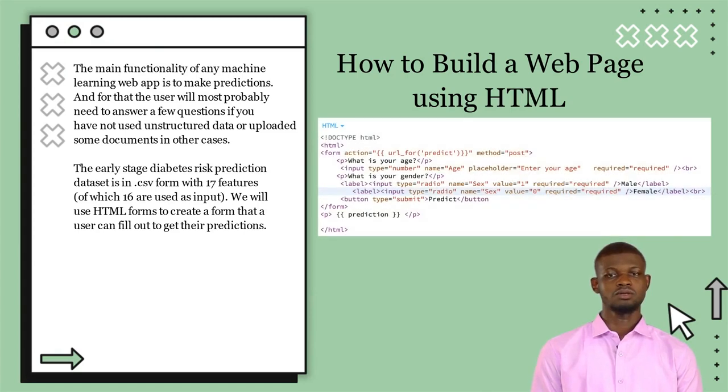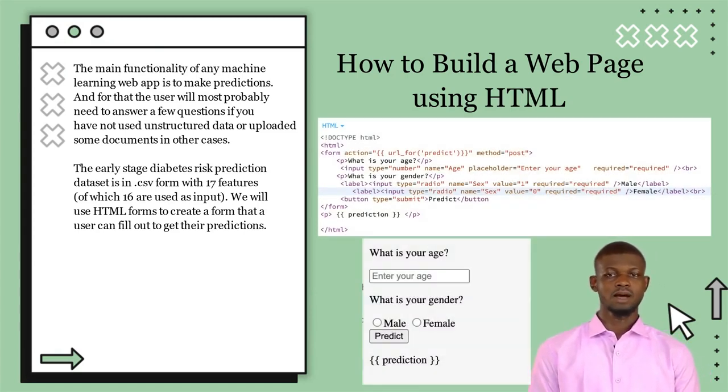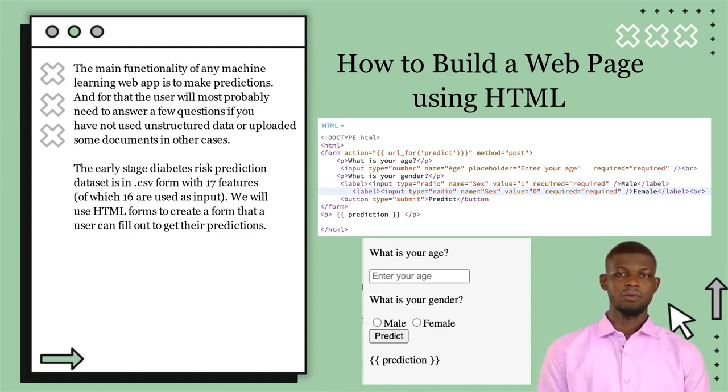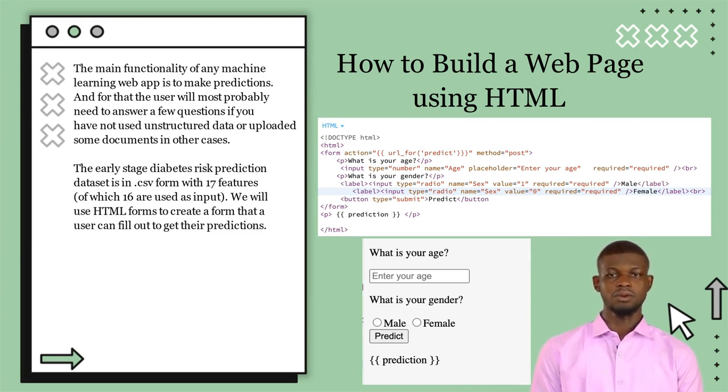How to build a web page using HTML? We have created a form with two questions. The action attribute on the form is set to url_for predict, which will render our prediction when the form is submitted. For age, we are providing the user with a number input field, and for gender, we have radio buttons. The value attribute contains the value for each radio button. Male has value 1 and female has value 0, which will be used as inputs for our prediction. Make sure each input field has matching value attributes as your final dataset.